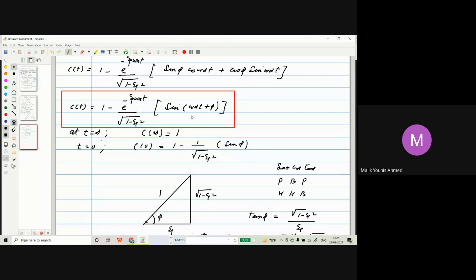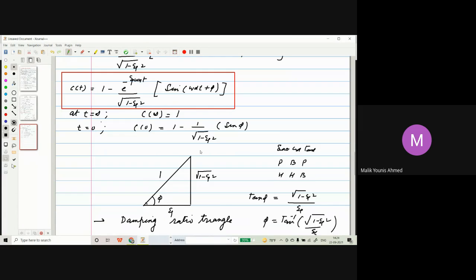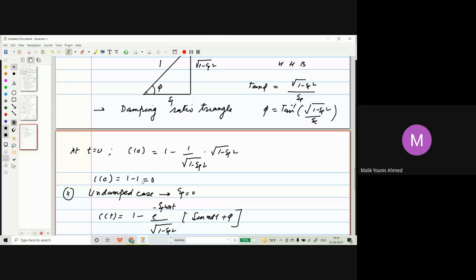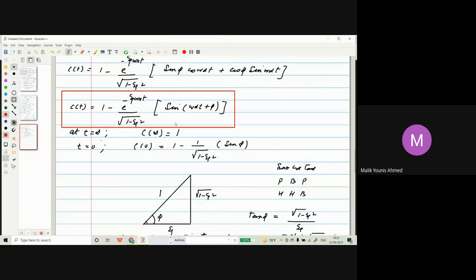That means initially it was 0, and at steady state, the value is 1. You can see here, the initial value is 0. I can box it also. Initial value is this one, 0, and the steady state value at t equal to infinity is 1. Two values we have got. Let me illustrate this step response now. Let me draw it now.